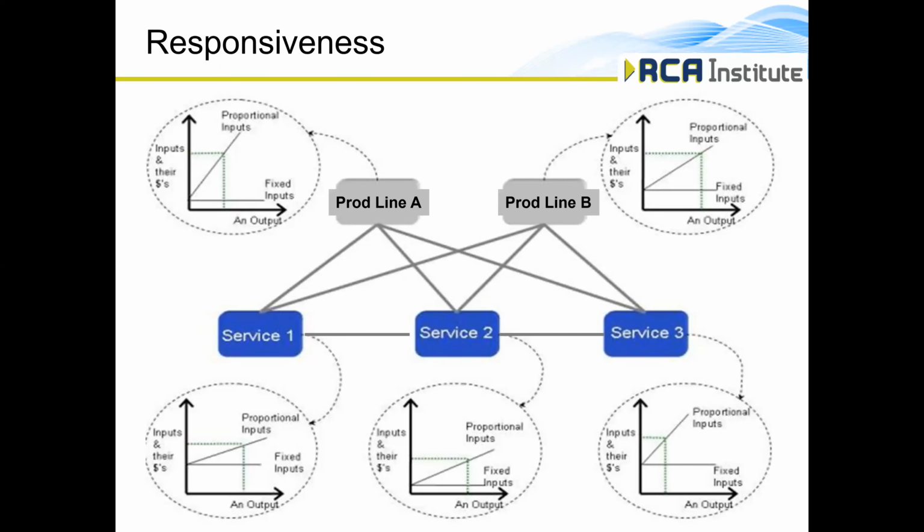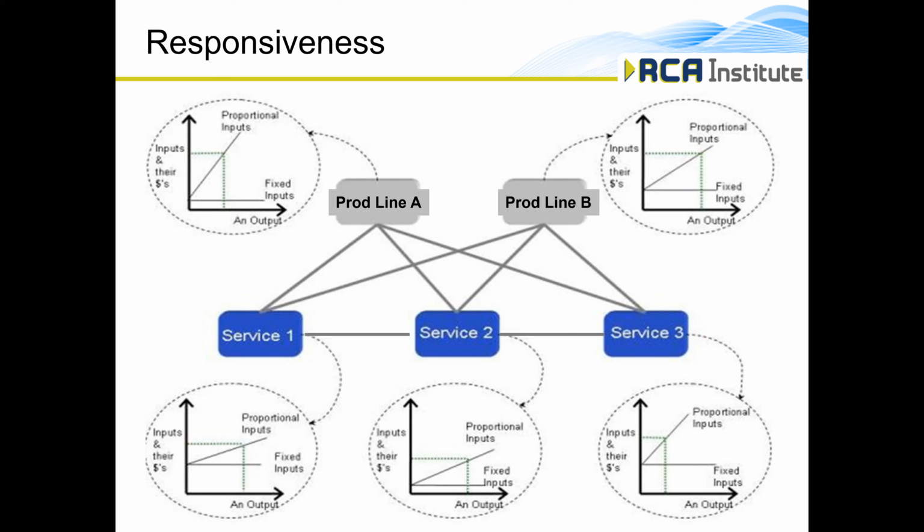RCA uses the concept of responsiveness from the conceptual framework of managerial costing, where resource characteristics are traced from resource pool to output based on fixed and proportional relationships. So as you can see, resource service one has a bubble down below it that shows the characteristics of its fixed and proportional inputs that come in order to produce the output.